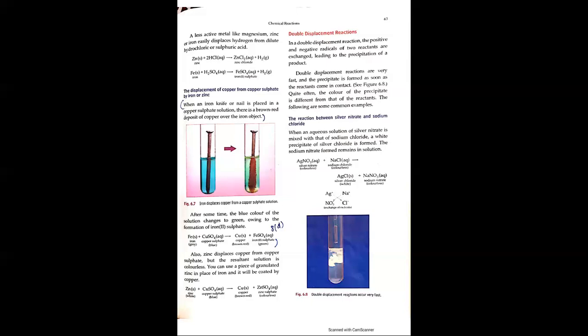We have studied radicals in great detail. Positive radicals were Ag plus and Na plus, and negative radicals were NO3 minus and Cl minus. So positive radicals have exchanged their negative ones. You can say there is an interchange of radicals. That's why it is called double displacement, and there will always be a formation of precipitate. As you can see, white color.